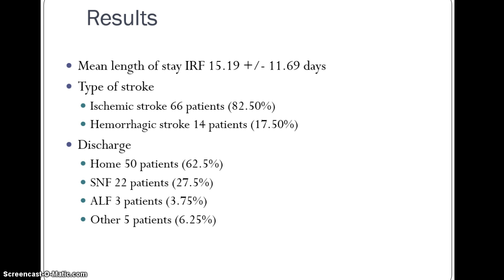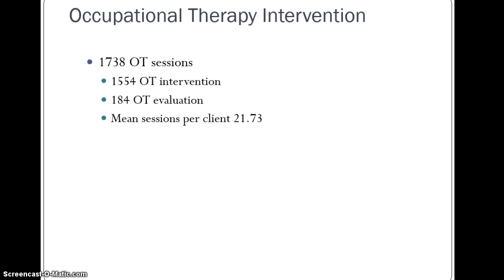The results of this study showed that the mean length of stay for the patients that were analyzed was 15.9 days, plus or minus 11 days. The type of strokes that were analyzed were primarily ischemic strokes at 82.5%. More than half of the patients discharged home, and a smaller percentage of the patients discharged to skilled nursing facilities. Again, these were just descriptive statistics showing the demographics of the patient charts that were analyzed.